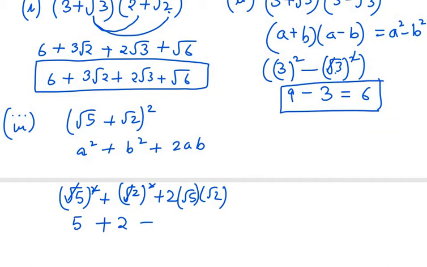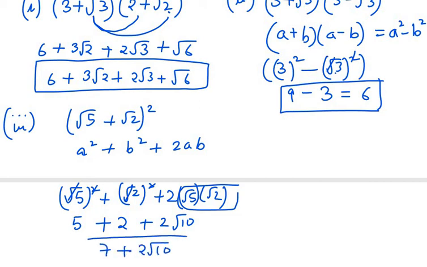Then the third one, it will be 2 under root 10. Plus 2 under root 10. These can be added, so it will be 7 plus 2 under root 10. And that's the end for the third part. You can do further calculation after this.